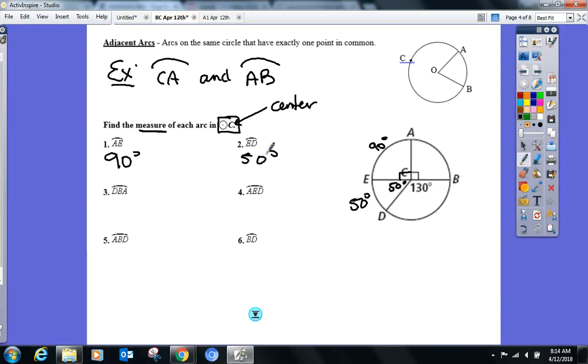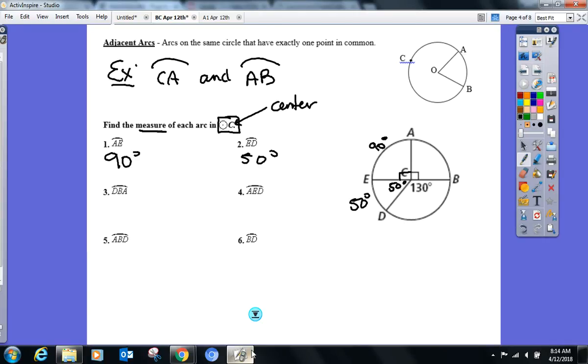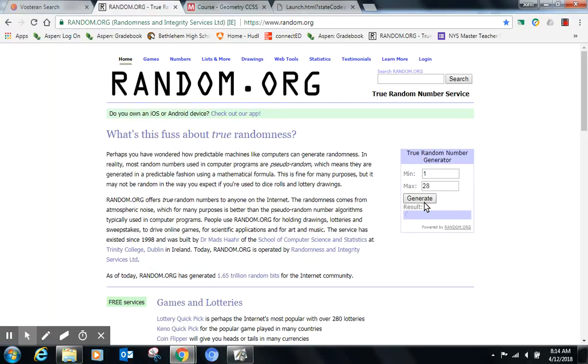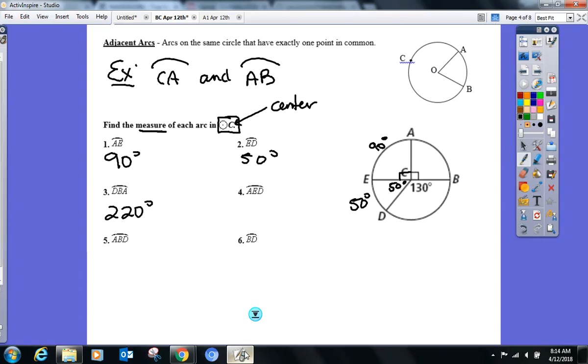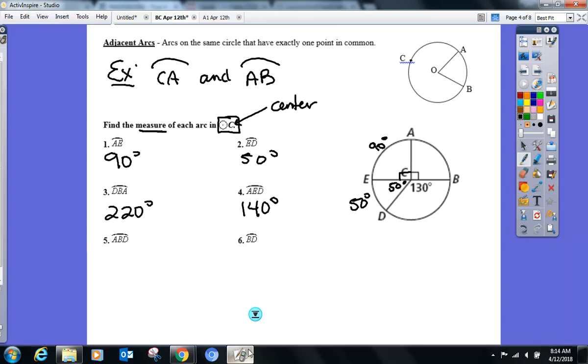DBA in that order. Follow the letters. DBA. What do you got for me? 220 degrees. Can I answer anybody's questions before we keep going? AED. Again, follow the letters. A to E to D. That arc. What do you got? 140. Great job. ABD. Already been asked. 220. It's the same as DBA. Oh, wish I noticed that.